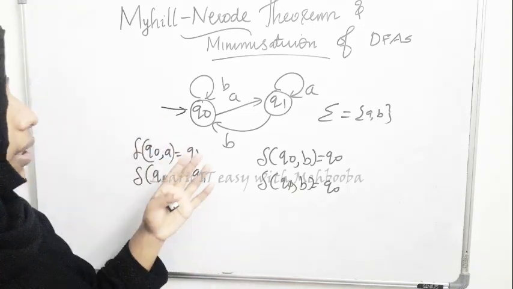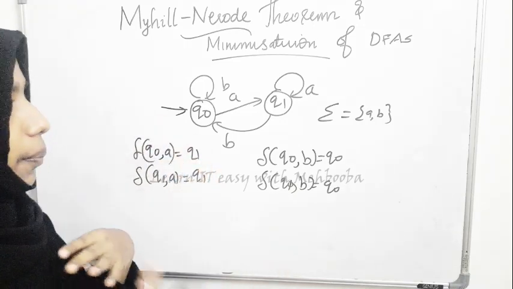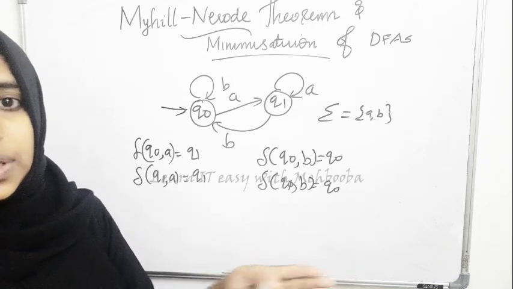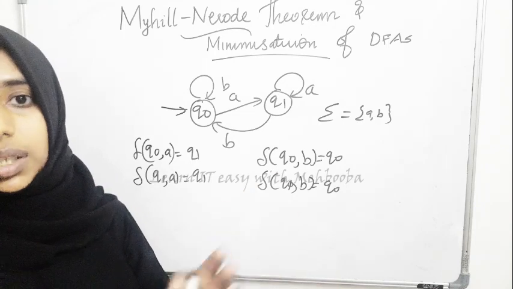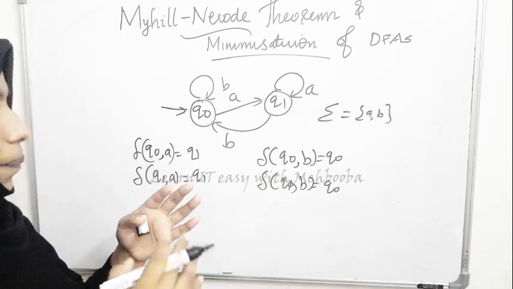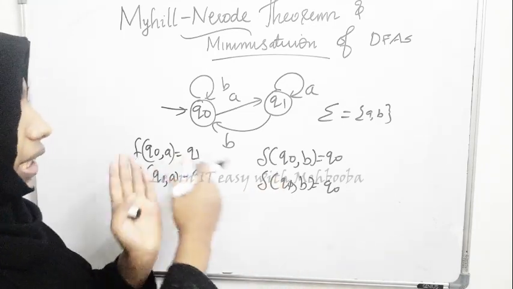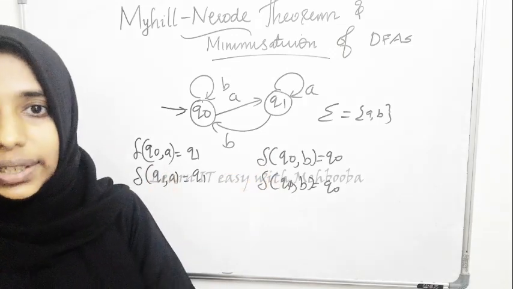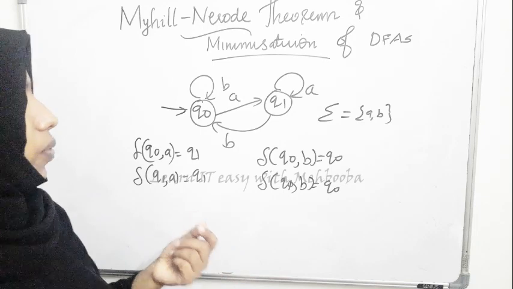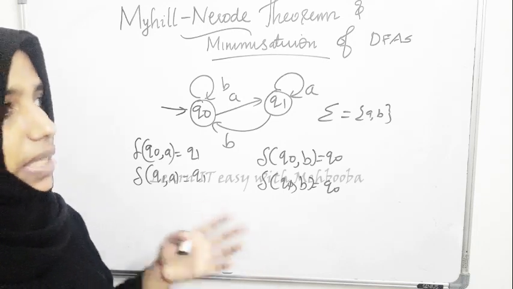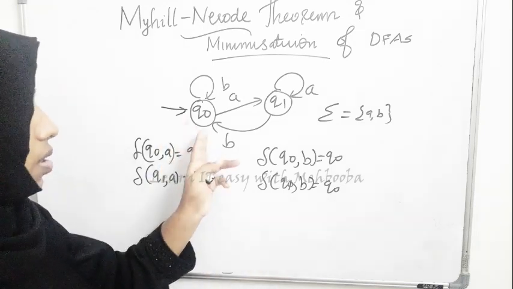So the Myhill-Nerode theorem states that the number of states in a minimal DFA is equal to the number of equivalence classes. That is, we can always merge the indistinguishable states into a single state and come out with a minimal DFA. We will see that with the help of examples in this video. Hope this is understood.